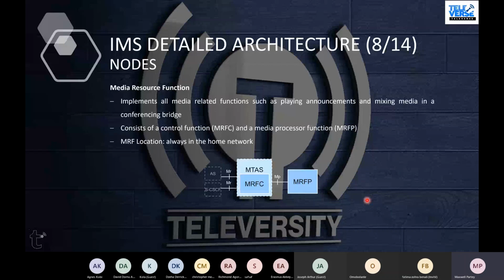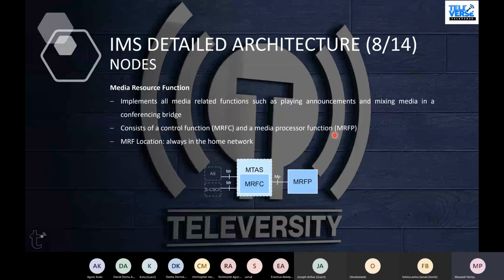In the IMS network is an important node called the media resource function, which is broken down into two parts, the media resource function control and the media resource function processor. What this node does is play the announcement. In the CS call network, the node which implements this functionality is the media gateway. As I told you, the media gateway is what plays the announcements in the network. The caller cannot be reached, and other things.